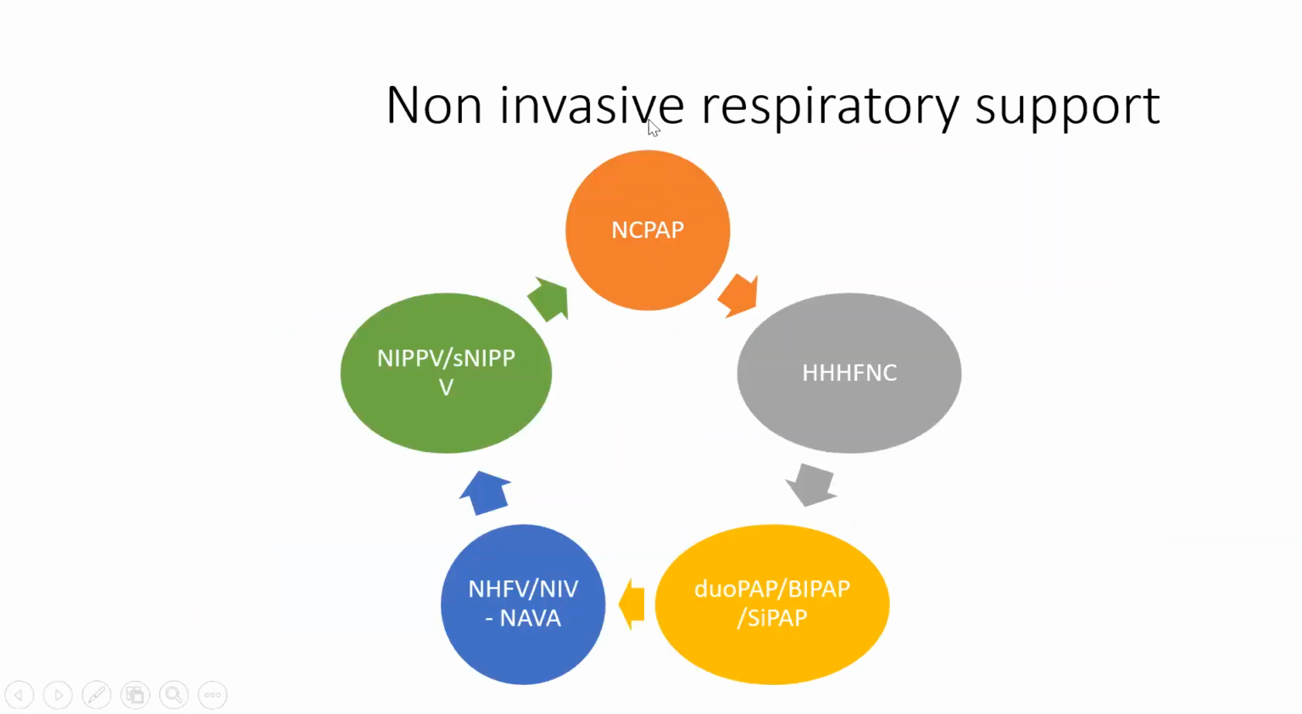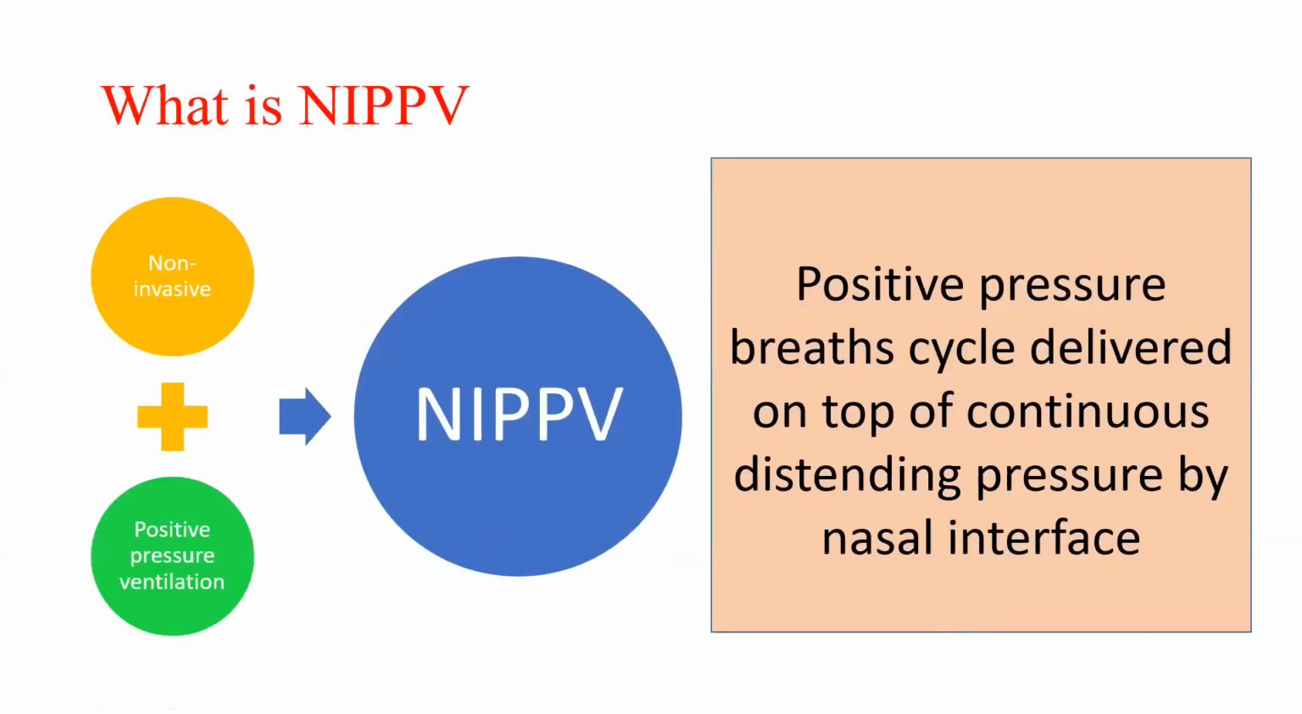Then coming to the non-invasive respiratory supports, these are nasal CPAP, NIPPV, HHFNC, nasal high frequency ventilation, and others. When some baby fails on the nasal CPAP, we can try to improve this baby by giving non-invasive support, and we still continue on positive pressure. We will discuss it.